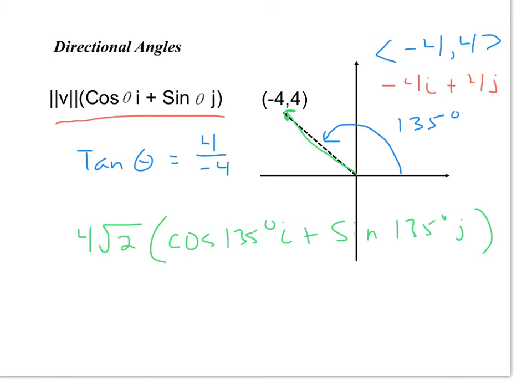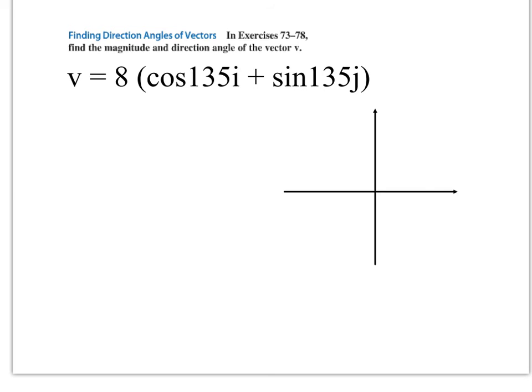And the directional angle form of this vector is going to be the magnitude, 4 root 2, times cosine the directional angle, 135i, plus sine 135j. All right, rocket science, a little bit of rocket science.